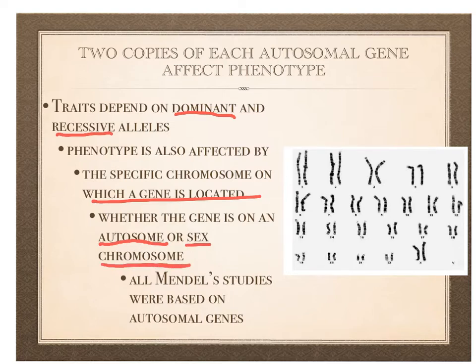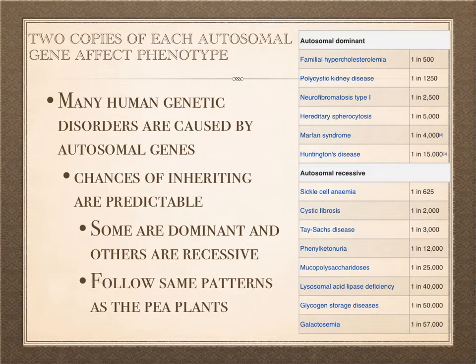Everything that Mendel did in his studies was based on traits that were inherited on autosomal genes. Many human genetic disorders are caused by autosomal genes. Because they're on autosomes, the chances of inheriting them are predictable, just like any of the other traits that were studied with Mendel's pea plants. Some of these human genetic disorders could be dominant traits. Some of these could be recessive. They follow the same patterns as Mendel's pea plants did.